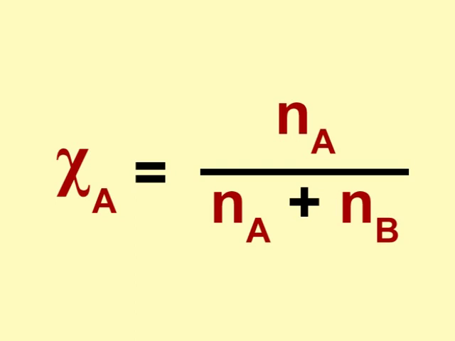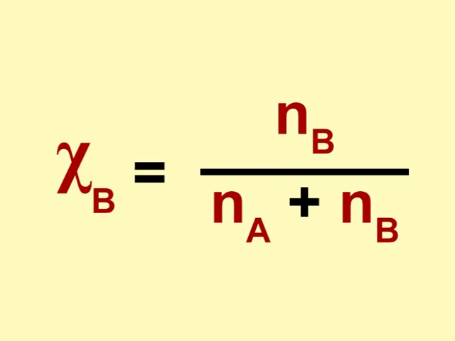If we represent mole fraction of a solute as chi A, then mole fraction of solute, that is chi A, is equal to number of moles of solute, that is Na, divided by number of moles of solute, that is Na, plus number of moles of solvent, that is Nb. It can be written as chi A equal to Na upon Na plus Nb.